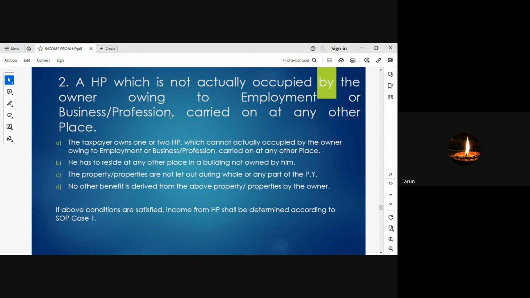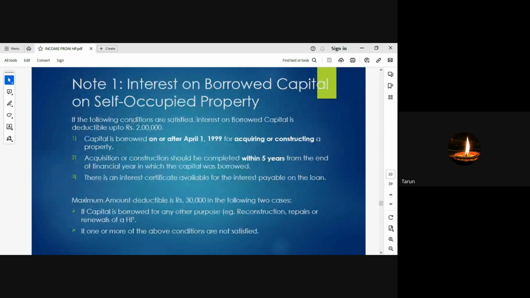So, for the taxpayer who owns one or two house properties that are not actually occupied by the owner, just for the purpose of employment, business or profession carried out at another place, if the above conditions are satisfied, income from house property shall be determined according to the SOP, that means self-occupied property. That is case 1. Right? This is what I'm telling you.